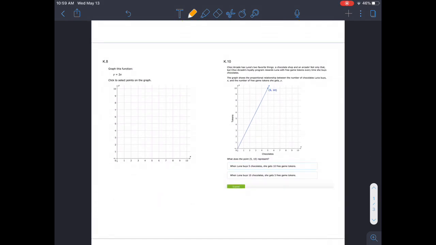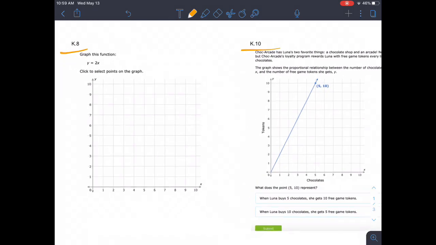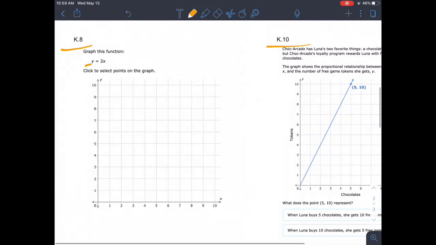So in IXL, you're going to work on K8 and K10. We're going to look at what these same concepts look like as graphs. So, this tells us graph this function, y equals 2x. Doesn't give us any numbers though.